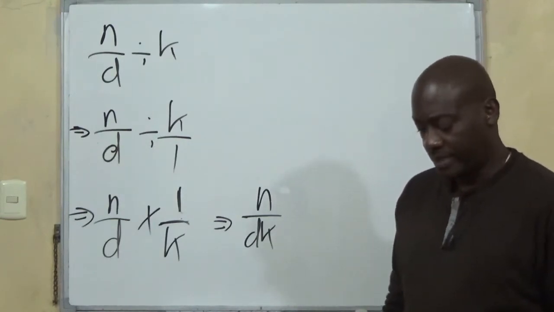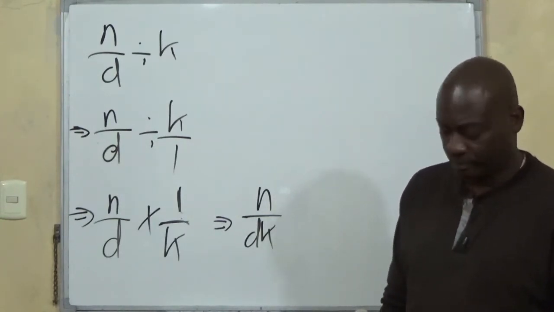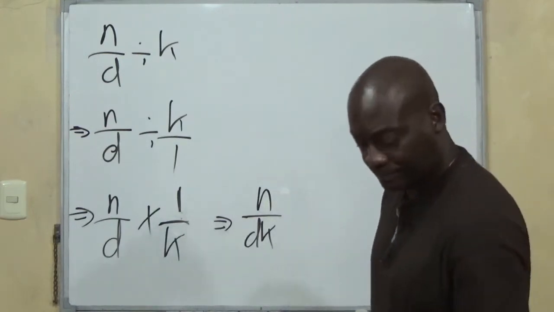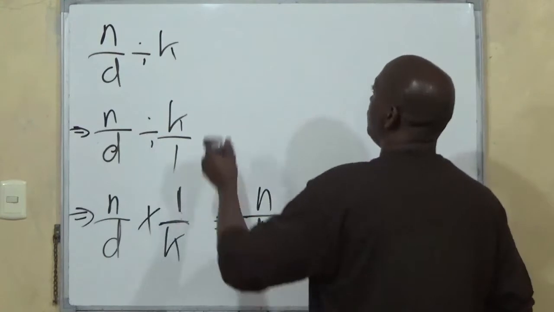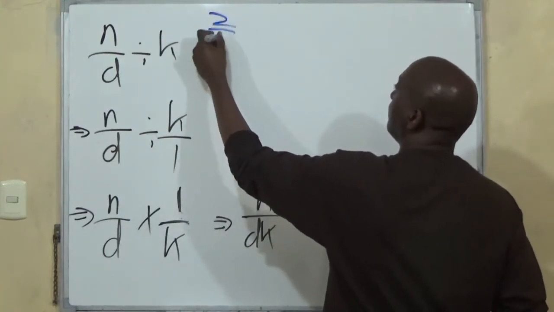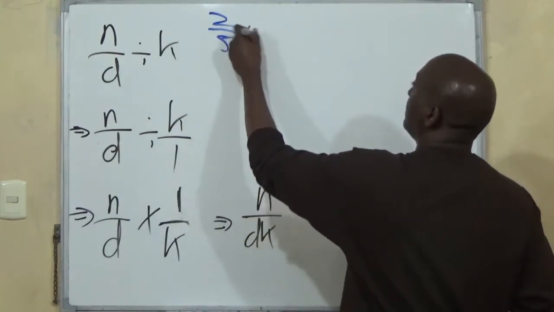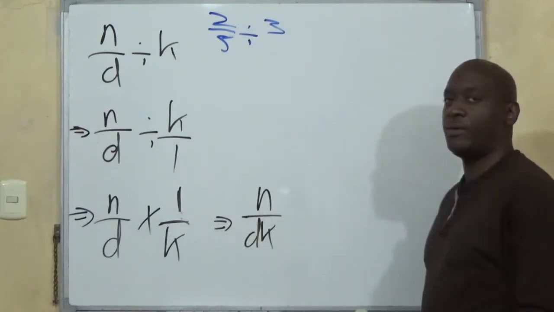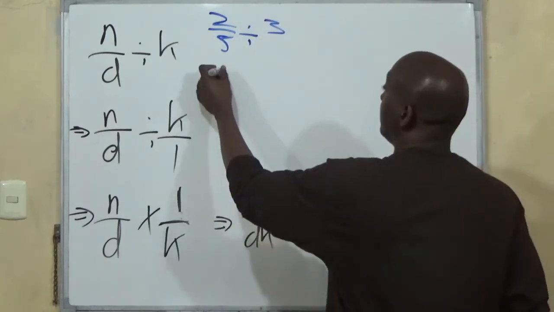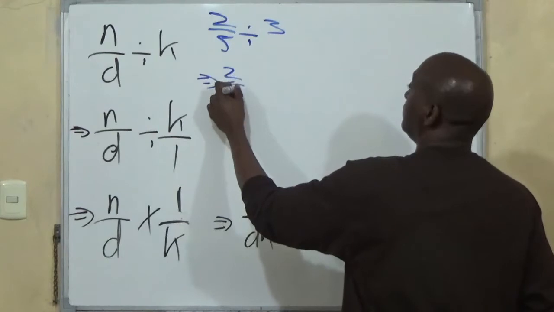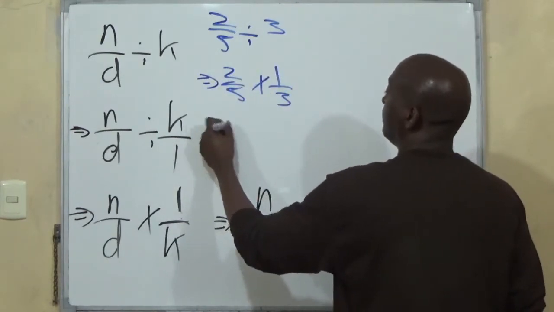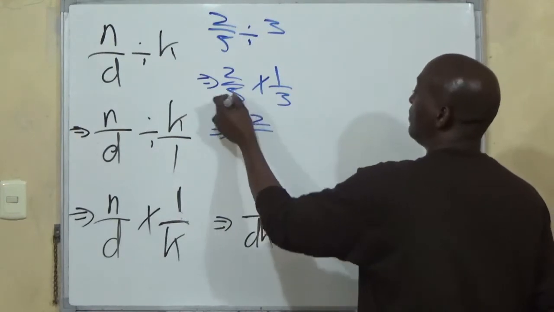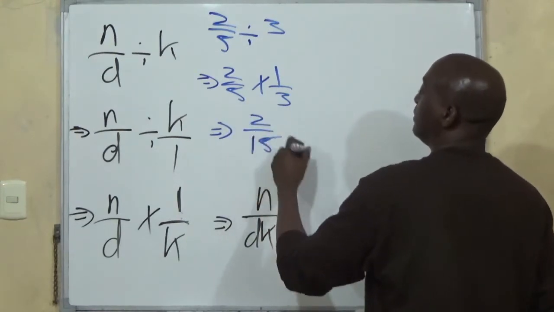So, let me say you have 2 over 5 divided by 3. How are we doing that? 2 over 5 divided by 3 is the same thing as 2 over 5 multiplied by 1 over 3, which will just be 2 over 5 by 3, 2 over 15.